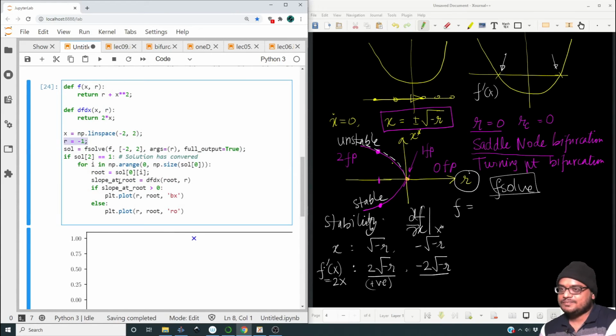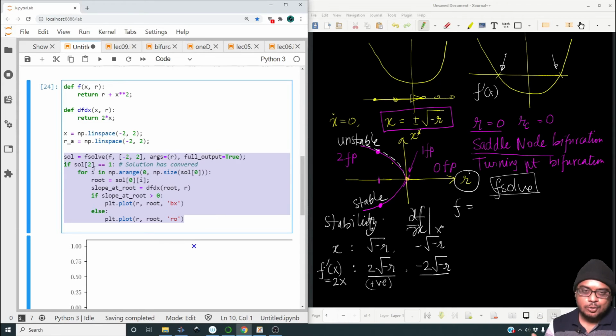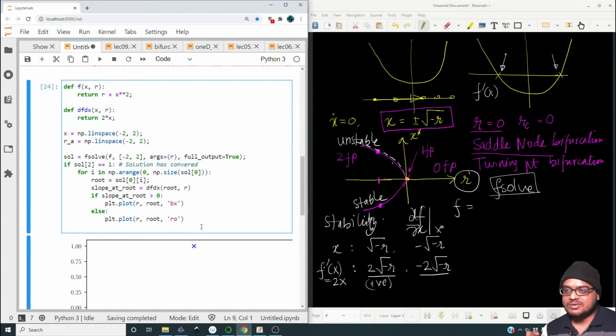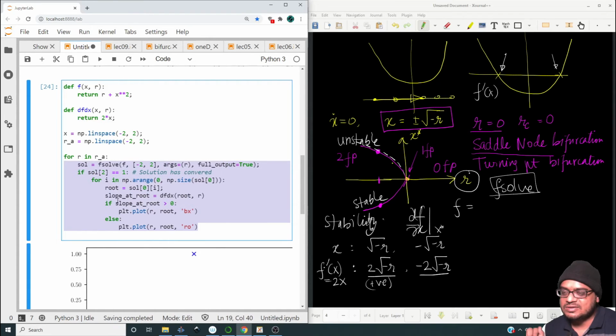I have to make r array equal to np.linspace from -2 to 2, and I have to wrap everything inside a loop which will iterate over various values of r. So I must put everything inside a for loop. So for r in ra, then I have to indent everything because I want to execute this entire chunk of code inside the loop, and that's it. So let us execute this cell and see what happens.